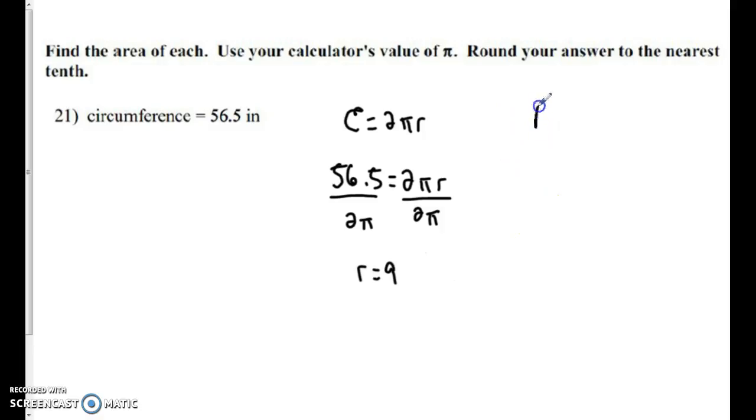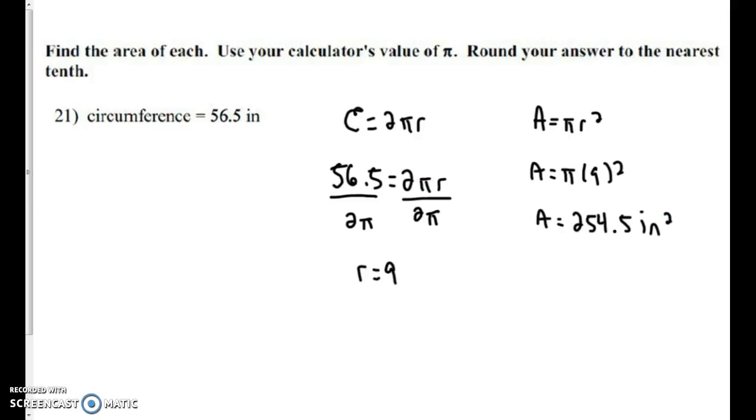So I know area is pi r squared. So I'm going to put pi, and then I'm going to do 9 squared. So I'm going to take pi times 9 squared. And when I do that, I get my area to be 254.46 or 0.5 inches squared. That's what I got for number 21. Hopefully you guys got something similar to that.